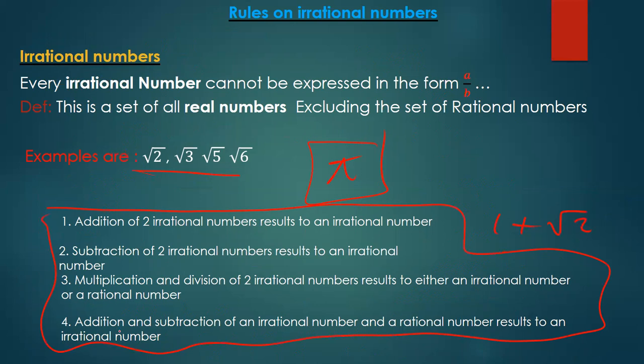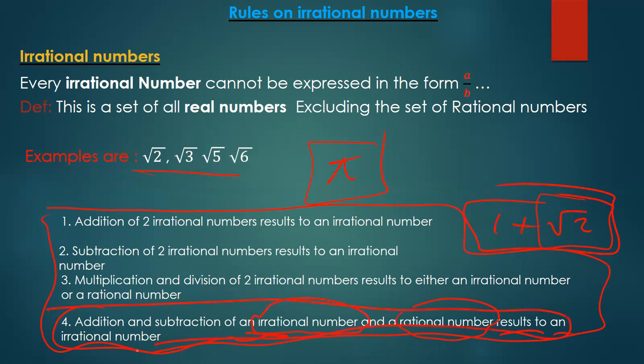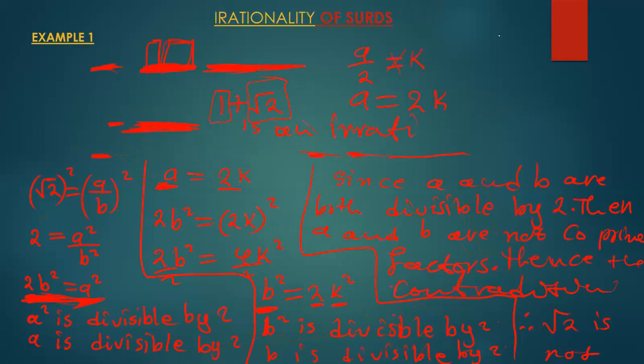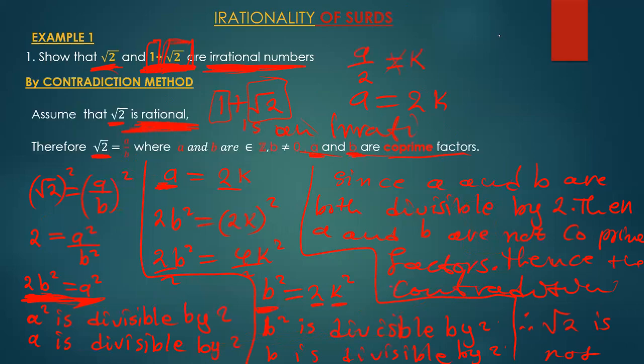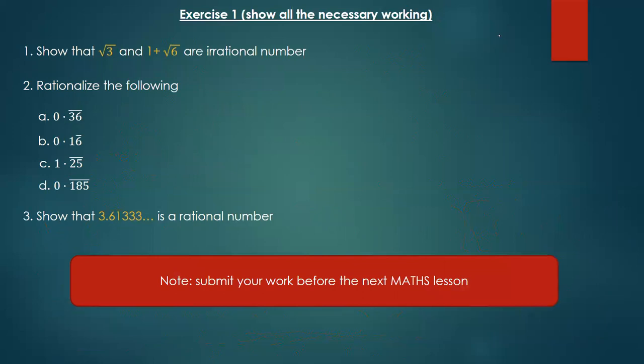Remember what we said, addition of an irrational number and a rational number results to an irrational number. So this is what was happening here. So you just first have to prove that the root of 2 is an irrational number, and then you write this conclusion down here as your final answer. I hope everything is clear. All right, so move on to the next page.